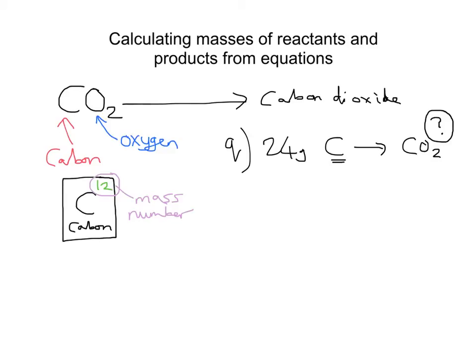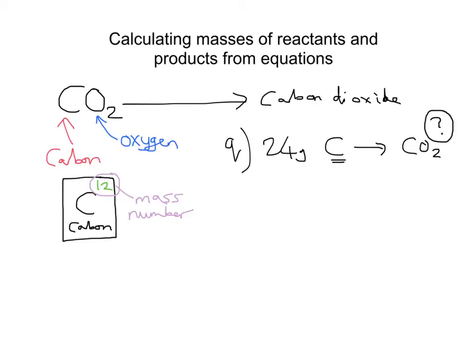Now what we need to do ultimately is work out what's called the relative formula mass. The relative formula mass is essentially obtained by adding up all of the mass numbers, or more specifically the relative atomic masses of every element in a particular compound. I say relative atomic mass because you can look at the mass number of a particular element, but if there are isotopes, then we take an average of those mass numbers and we call that the relative atomic mass.